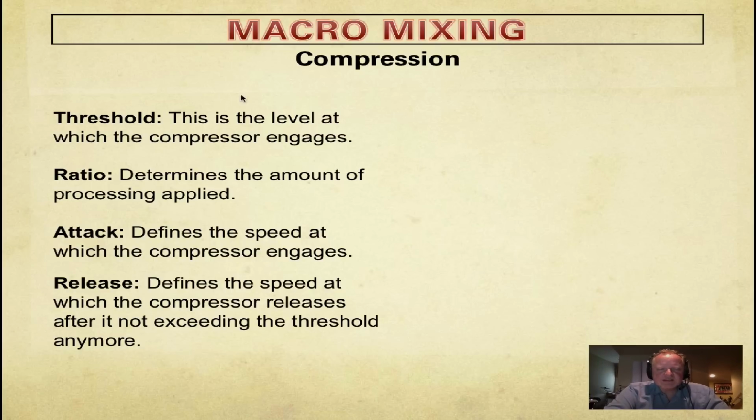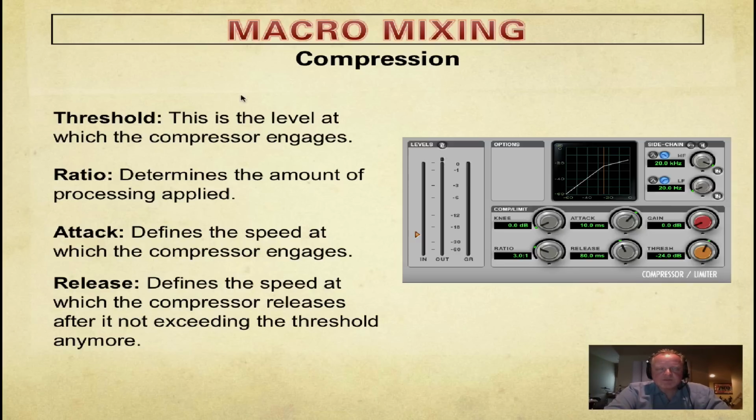So let's look at the different settings of a compressor. Number one, we have the threshold. The threshold is the level at which the compressor engages. That means level goes over the threshold, compressor engages. But it not only is an on and off switch, it also is a measurement, because by how much you're exceeding the threshold is the important number to determine how much of that will actually be heard.